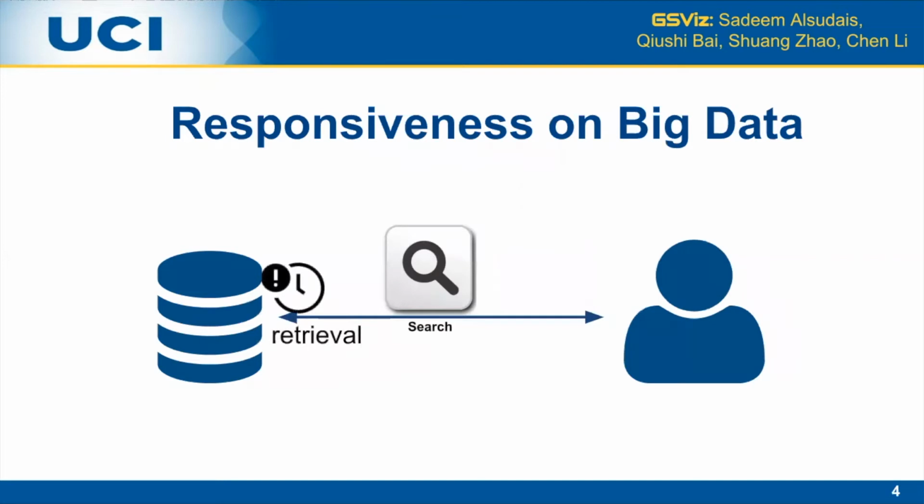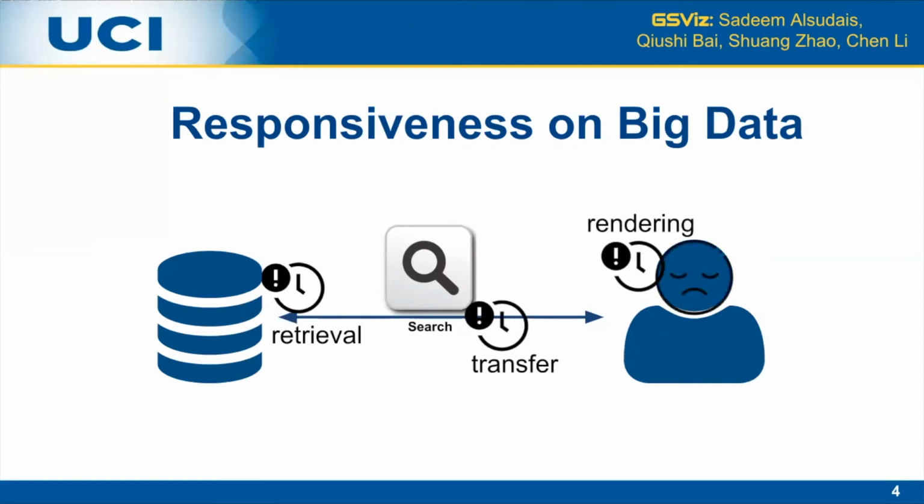Moreover, transferring the result over the network, assuming the database and visualization interface are not on the same node, also takes a lot of time. Finally, rendering the visual result also requires delay, assuming the visual result size is large, consequently affecting the user experience.